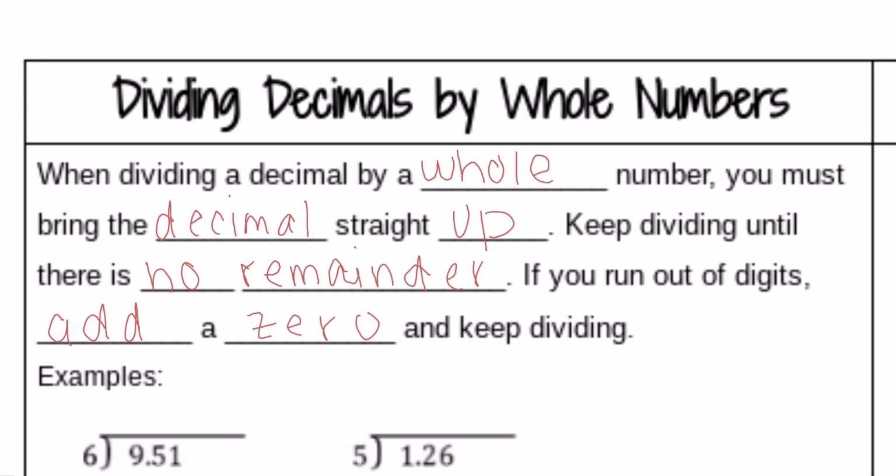It says when dividing a decimal by a whole number, you must bring the decimal straight up, keep dividing until there is no remainder, and if you run out of digits, add a 0 and keep dividing. And then I'm going to have to go to the next slide, so if you don't have all of that down, pause it so that you can catch up.